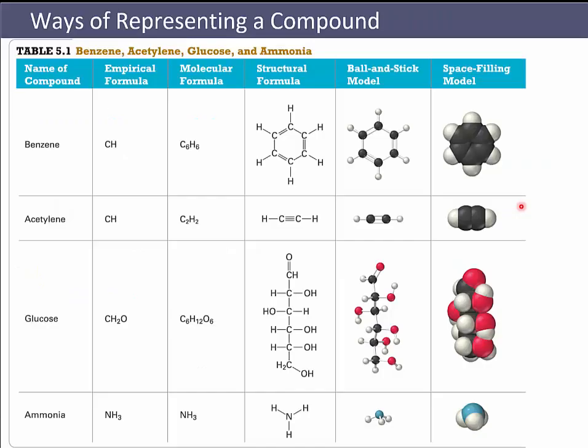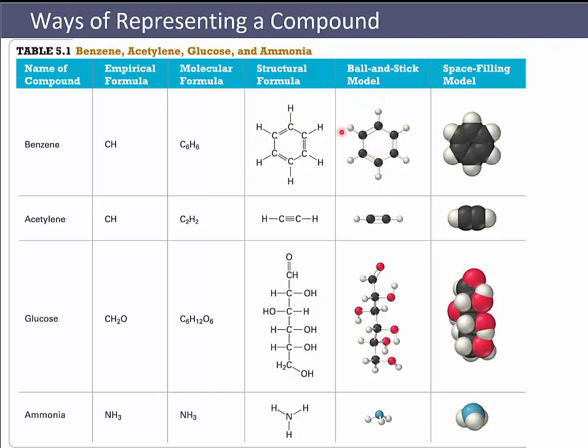Here is a summary of different ways of representing a compound. So, for example, benzene's empirical formula is CH, 1 carbon to 1 hydrogen, but its molecular formula is C6H6. So I've got 6 carbons and 6 hydrogens. Our structural formula shows the shape in 2 dimensions of what this molecule would look like. So it's carbons that are in a ring with hydrogen sticking on the outside.